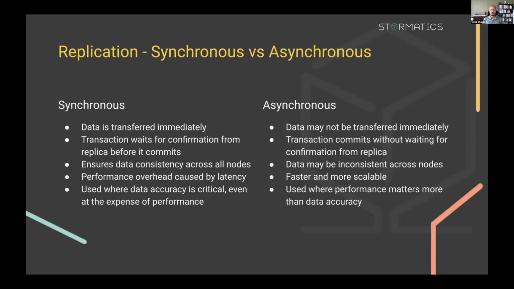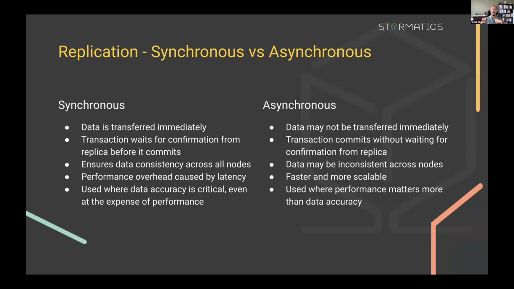Another differentiation between replication types is synchronous and asynchronous replication. As you set up replication between the nodes of your cluster, you can choose between synchronous or asynchronous replication. Synchronous is when all data is transferred immediately, and the primary node will wait for confirmation from the standby that the standby has received everything that it needs before committing the transaction.